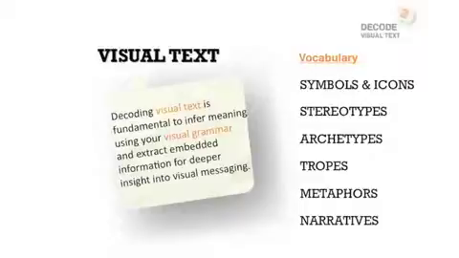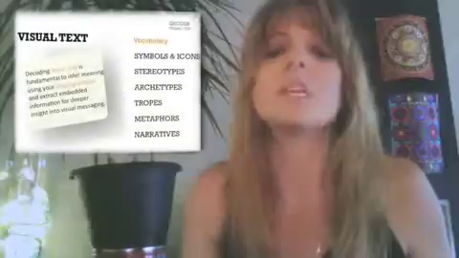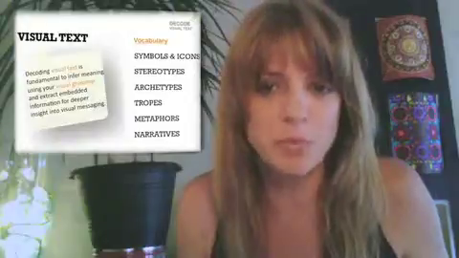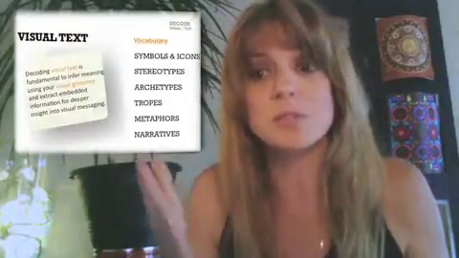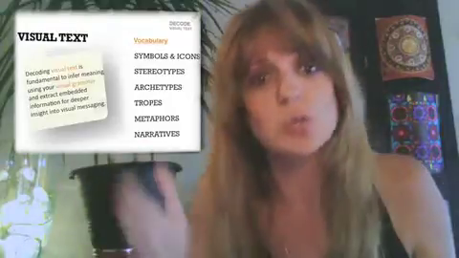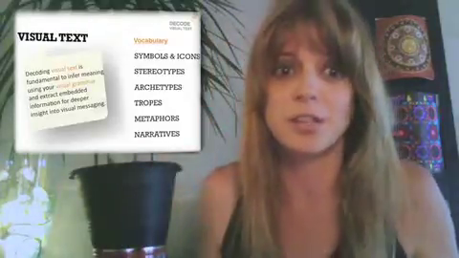How do we use metaphors, and what is that exactly, and how do we place a narrative? So decoding visual text is fundamental to infer meaning using the visual grammar we just learned and are learning here, and because it helps us extract embedded information for a deeper insight into visual messaging. So it's one thing to be able to break it down by lines and shapes and colors and contrasts, and it's another thing to put some deeper meaning around it.